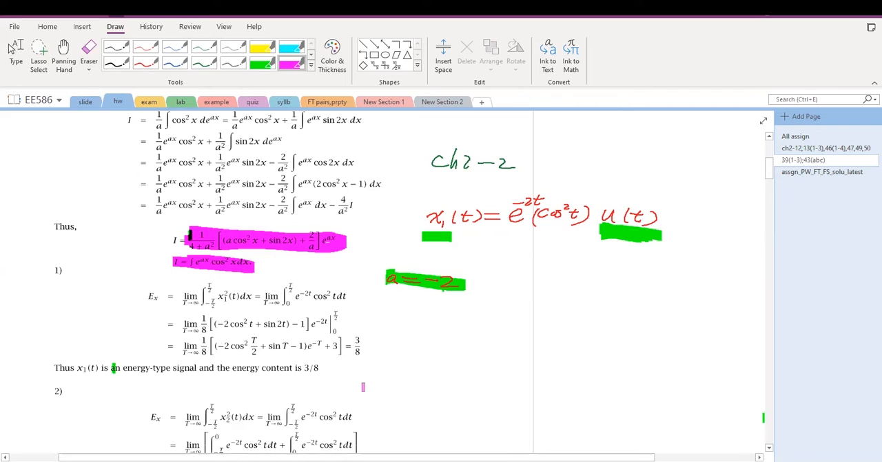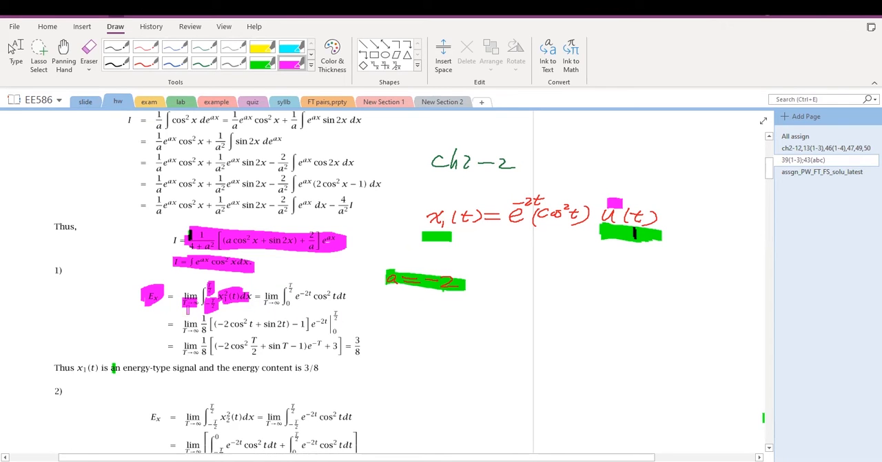The result is this. Now to find the energy, we integrate from minus half T to T the signal squared, and let T go to infinity. So this is a definition, a second definition for the energy. Because u(t) only has values from 0 to infinity, when t is greater than 0, u(t) is 1.